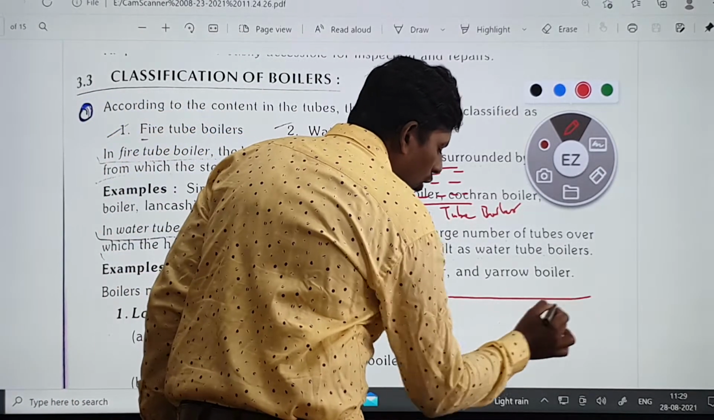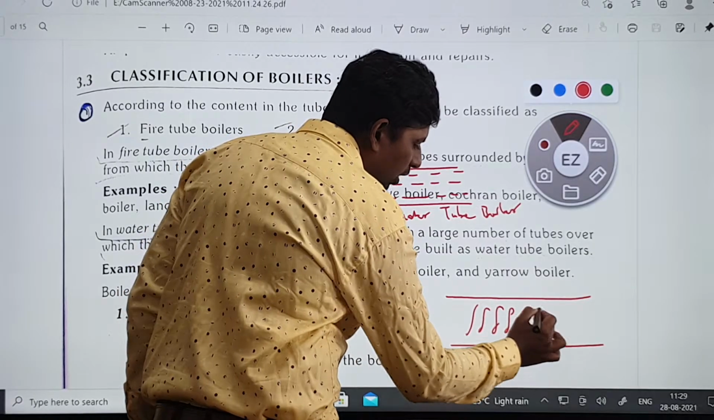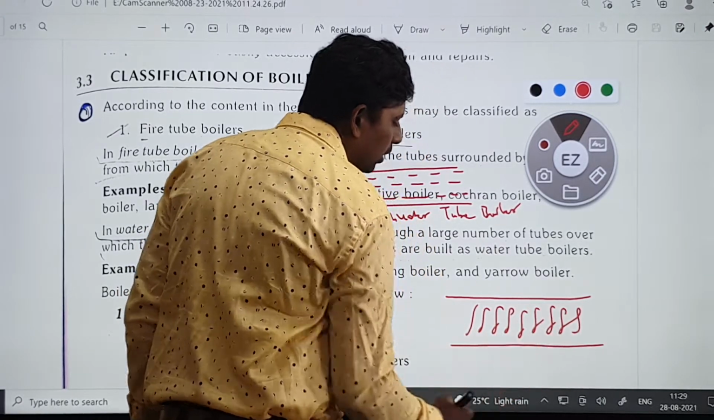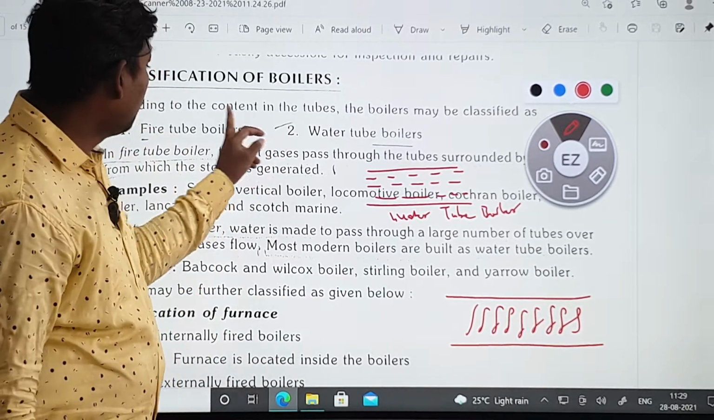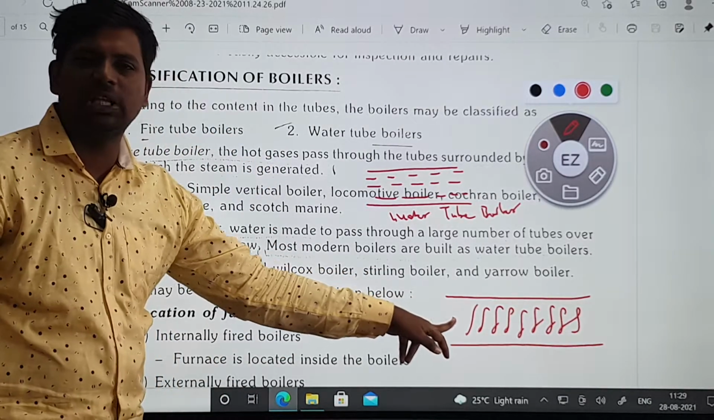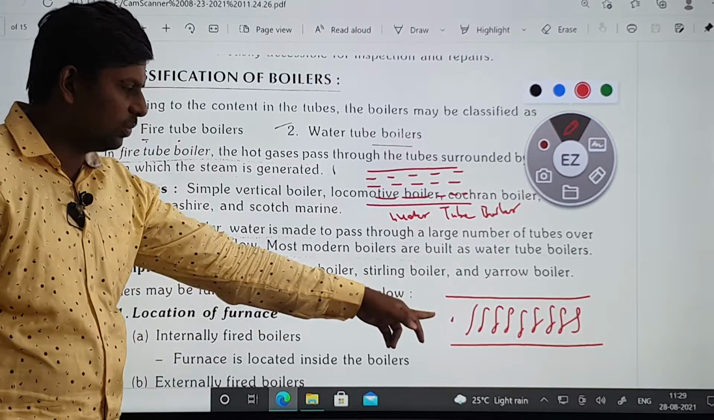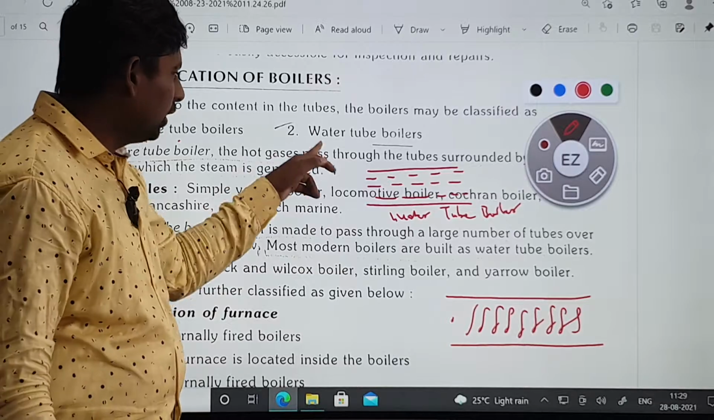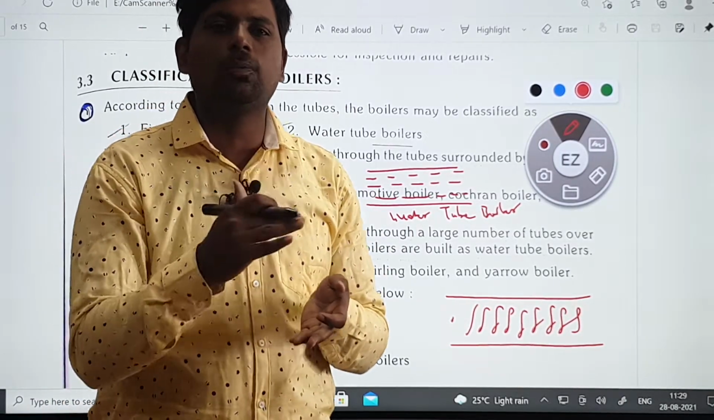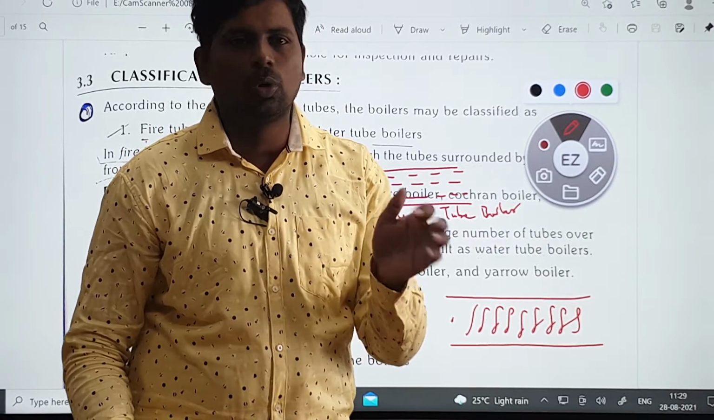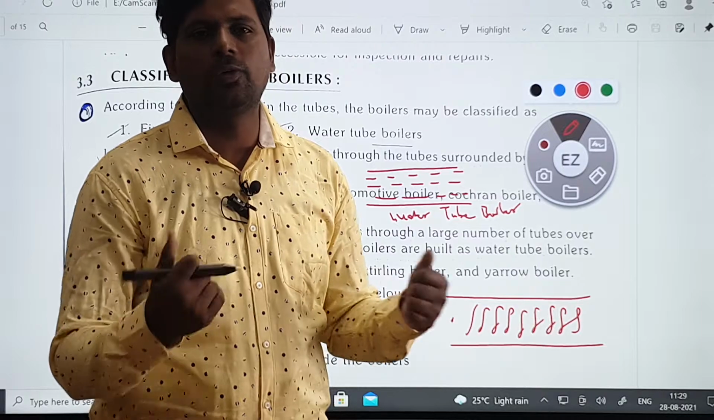Suppose inside the tube, if hot gases are there, that one is known as a fire tube boiler. Here hot gases mean one type of fire only. So this is a fire tube boiler and this is a water tube boiler. If water is present inside the tube, it is a water tube boiler; if fire is present inside the tube, it is a fire tube boiler.